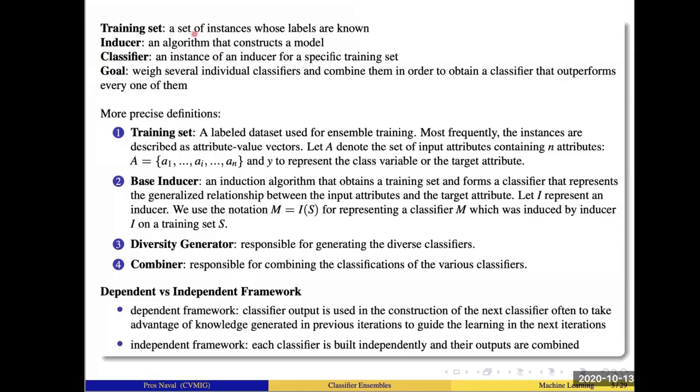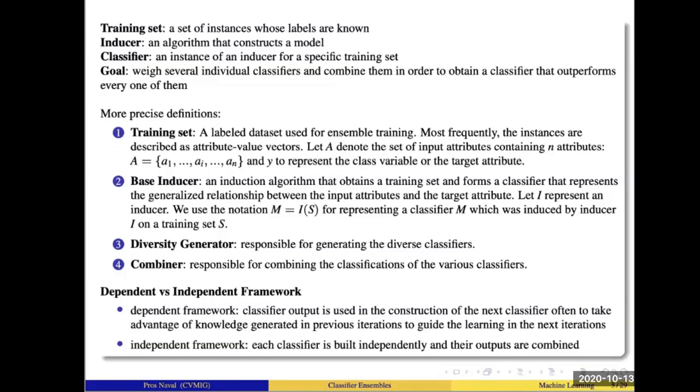Okay, so we know this. Then inducer. The inducer is an algorithm that constructs a model. So this is a new term for us. This basically corresponds to the notion of classifier that we have studied so far. So all the classifiers that we have discussed so far are now going to be called inducers, just for today. When talking about ensembles, the classifiers that we have learned before are to be called inducers, not classifiers.